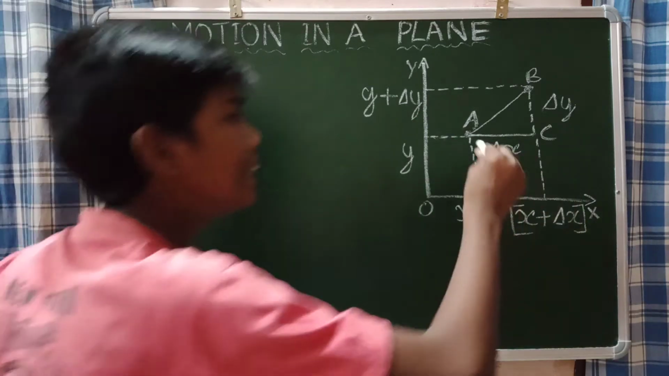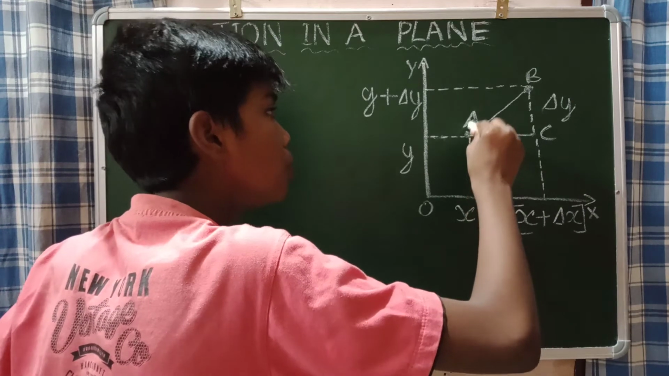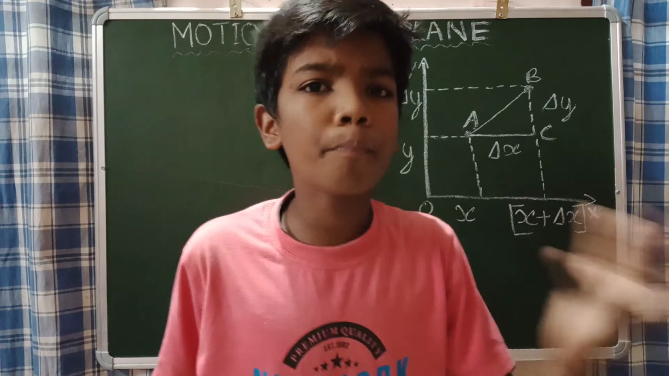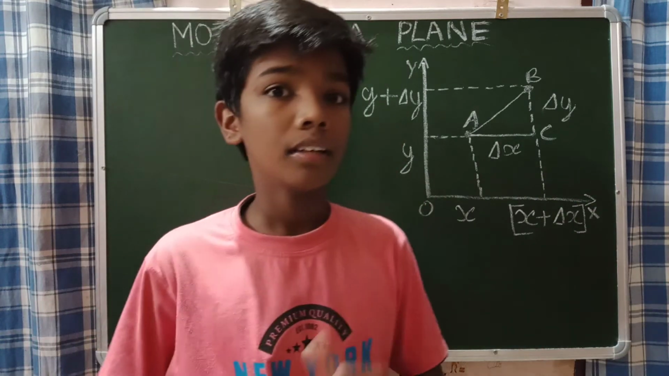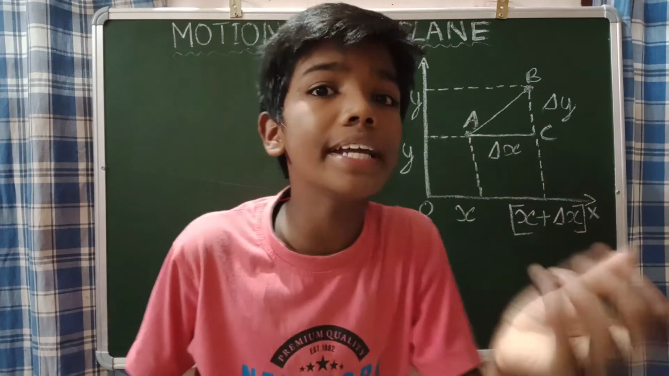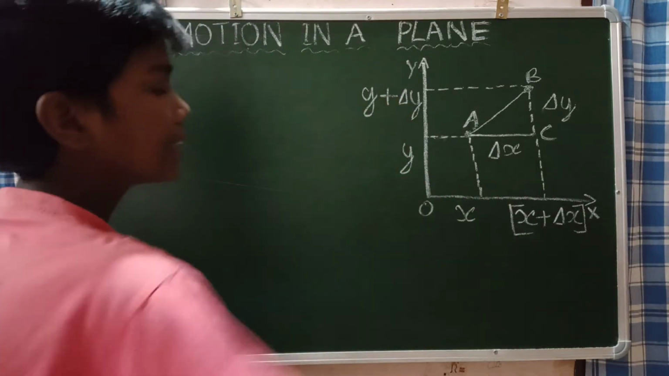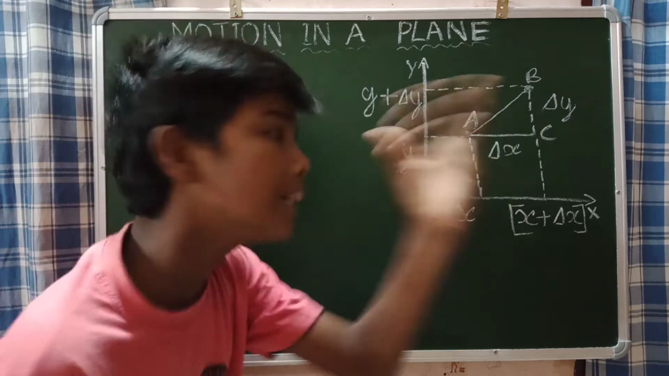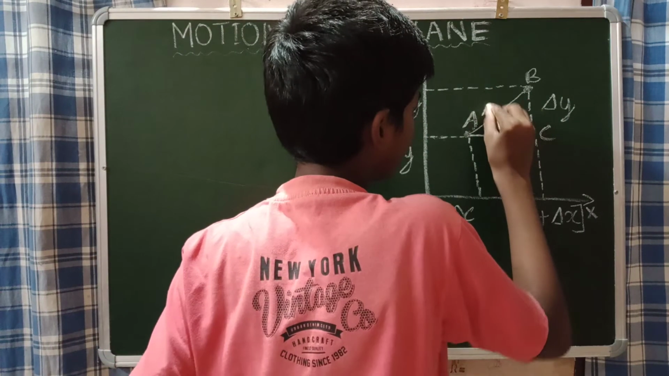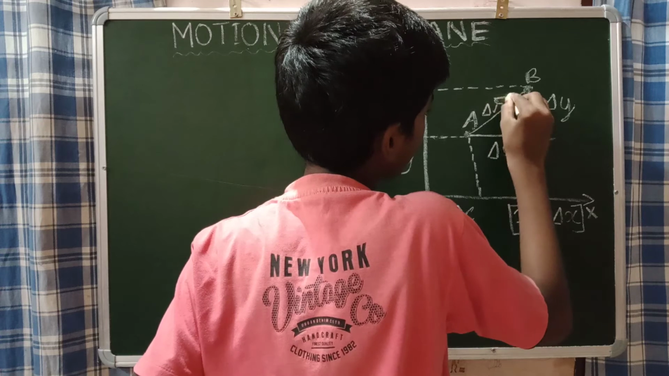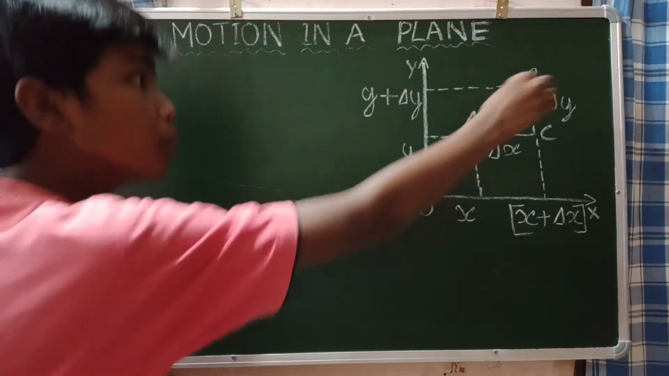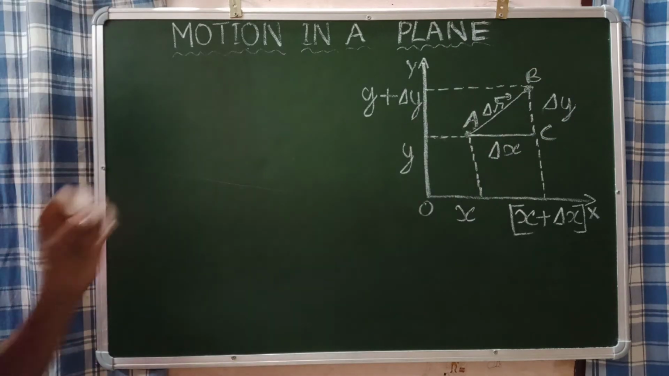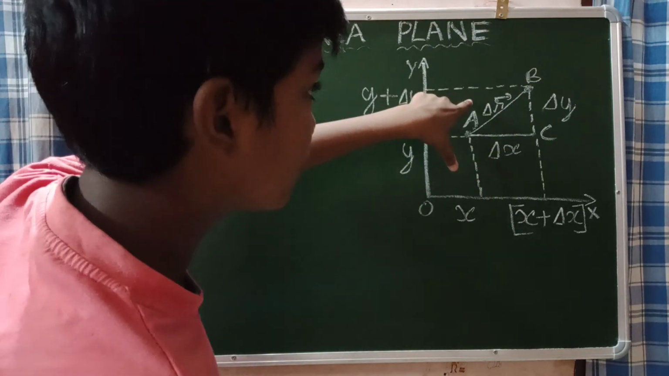Now, let us find the displacement between these two positions. That means from position A to position B, what is the displacement covered by that particle? How will you be finding that? That is what I am going to teach now. Let me say that this displacement from the position A to position B by that particle is delta r vector. So this delta r vector only we are going to find now.